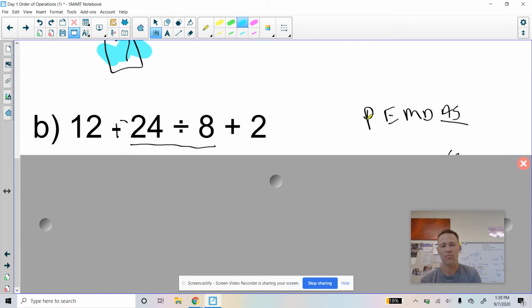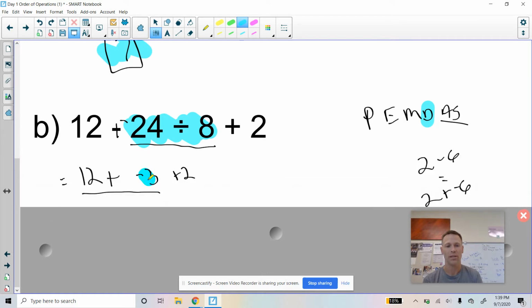I did not have parentheses. I do not have exponents, but I do have multiplication and division. So division is where I'm going to start. And it's right here with negative 24 divided by 8. That gives me negative 3. Notice all I'm doing is carrying down the 12, carrying down the 2 because I did nothing with them.